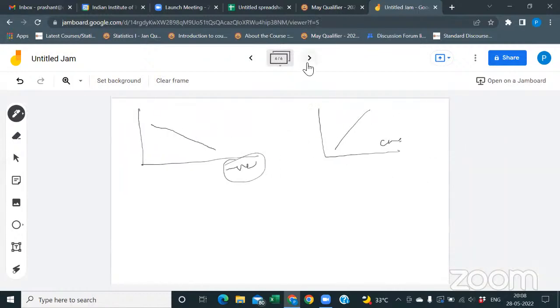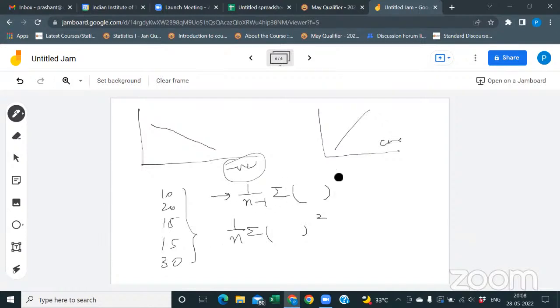What is the sample data and what is the population? Suppose you get the data like 10, 20, 15, 15 and 30. If I say calculate the population standard deviation, it means you have to use the formula of 1 by n. Now, suppose I say you have to calculate the sample variance. That means you have to use n minus 1. That's it.